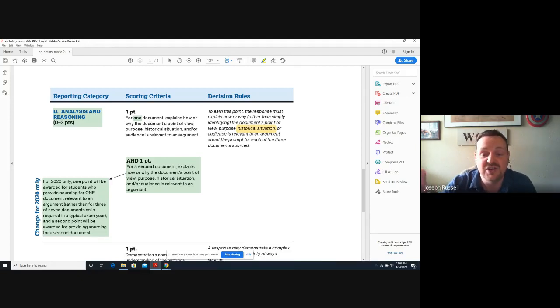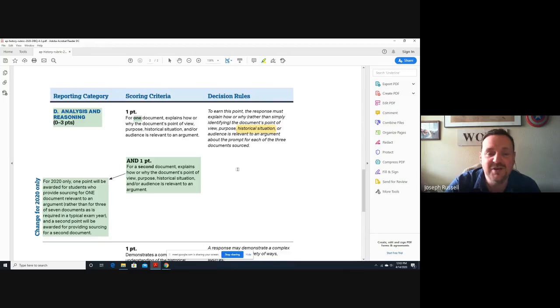Now, the historical context or historical situation of what you talk about in the essay is the ramifications of those events themselves. Like, what is the effect of the Alien Sedition Act? What is the effect of the Virginia and Kentucky Resolutions? What effect does it have on the election of 1800? What does Jefferson do about it once he's the president? There are some different ways that you can approach that. If you can do that for one document, you're getting one of these points. And if you can do it for a second document, then you're going to get a second point here.